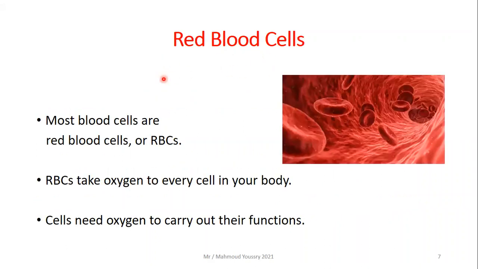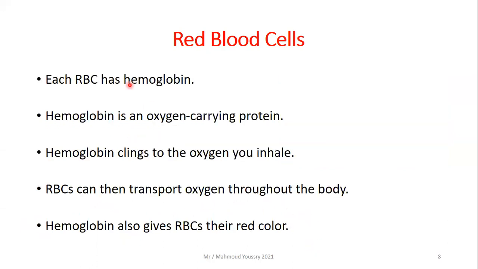Then red blood cells. Most blood cells are red blood cells or RBCs. The RBCs take oxygen to every cell in your body. The cells need oxygen to carry out their functions. As we know, each red blood cell has hemoglobin. Hemoglobin is an oxygen carrying protein. This is what enables the red blood cells to carry and transport oxygen.